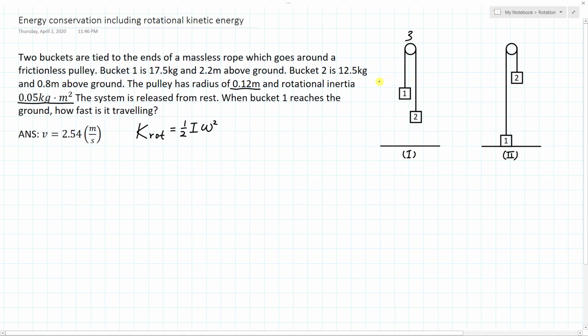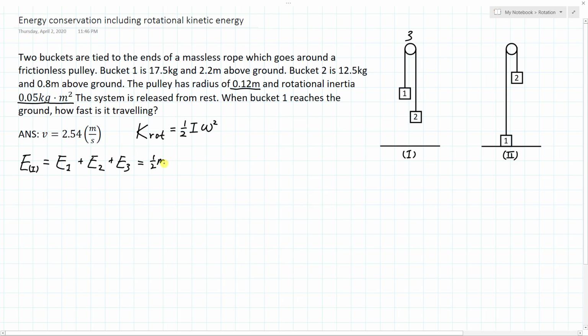So now let's discuss the mechanical energy at point 1 in time. So this is point 1 in time. So we have energy of the first bucket, energy of the second bucket, and energy of the pulley. I think I numbered it 3. So there are 3 of these, and I'll list all the generic terms.